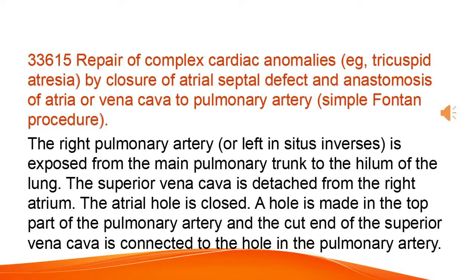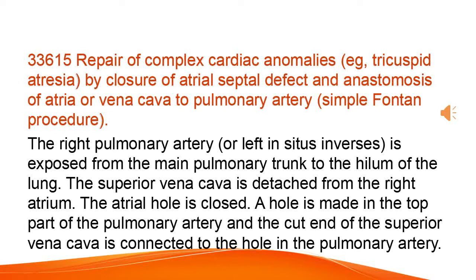Repair of complex cardiac anomalies, e.g., tricuspid atresia, by closure of atrial septal defect and anastomosis of atria or vena cava to pulmonary artery, simple Fontan procedure. The right pulmonary artery, or left in situs inversus, is exposed from the main pulmonary trunk to the hilum of the lung. The superior vena cava is detached from the right atrium.